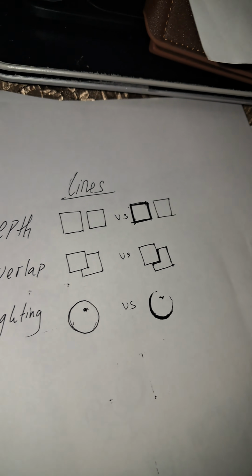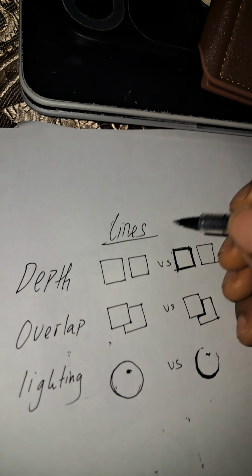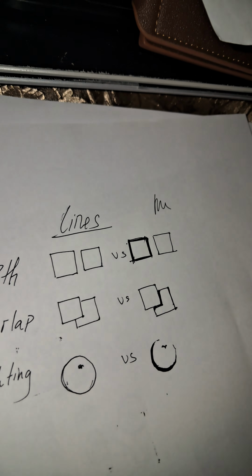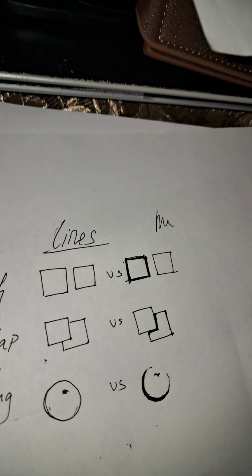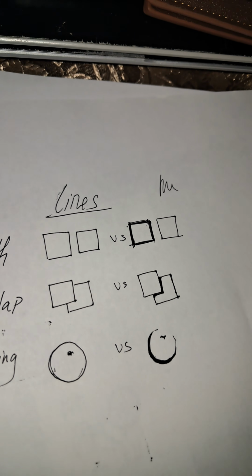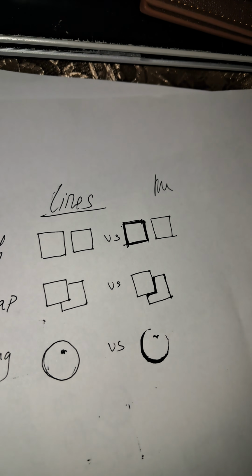So today on Stop Drawing Flat Art, we're going to be talking about lines. Now, we look at lines as just a simple part of drawing. You use lines to draw your image, but lines can be so much more. So today we're going to talk about three ways you can use lines to improve your artwork.